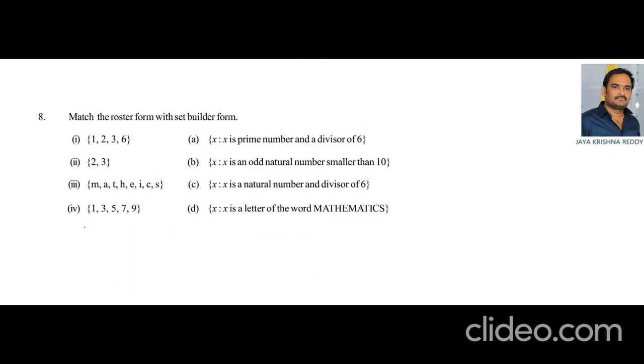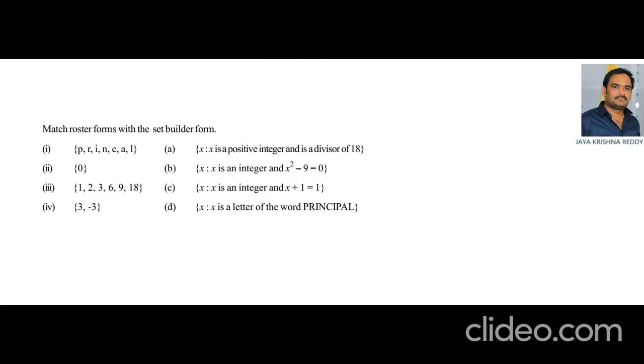In this question, on one side a roster form is given and on the other side set builder form is given. Now we have to match the roster form with the set builder form. By this way we can match the roster form with the set builder form. Try to solve this one also. Match roster forms with the set builder form. On the left hand side roster form is given, and on the right hand side set builder form is given. You have to match the roster form with the set builder form.